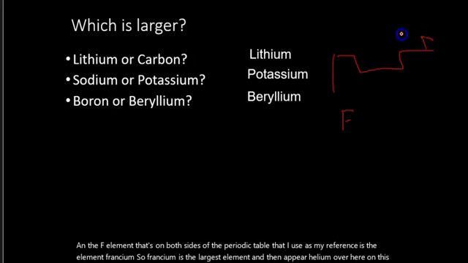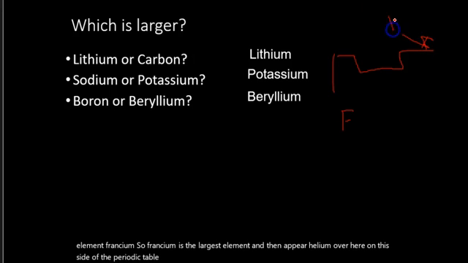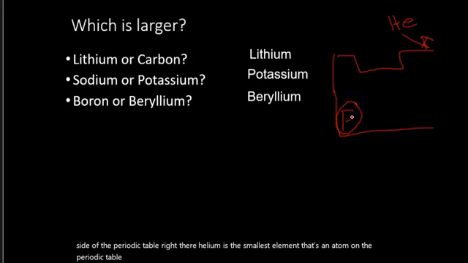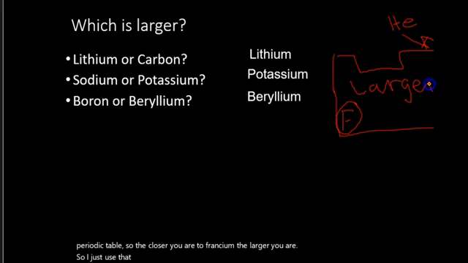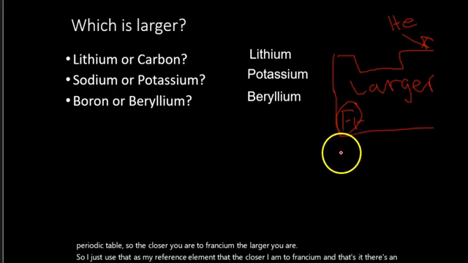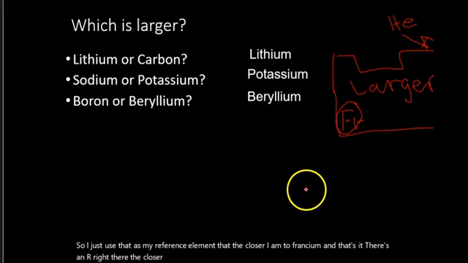So francium is the largest element, and then up here, helium, over here on this side of the periodic table, right there. Helium is the smallest element that's an atom on the periodic table. So the closer you are to francium, the larger you are. I just use that as my reference element: the closer I am to francium, the larger I am.